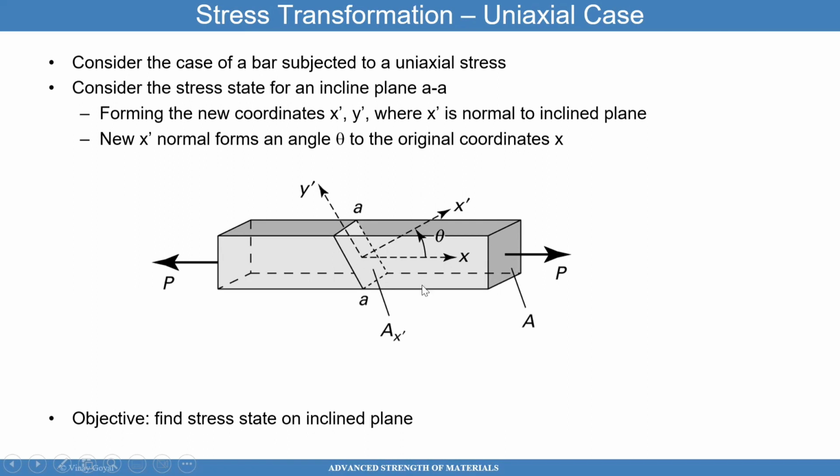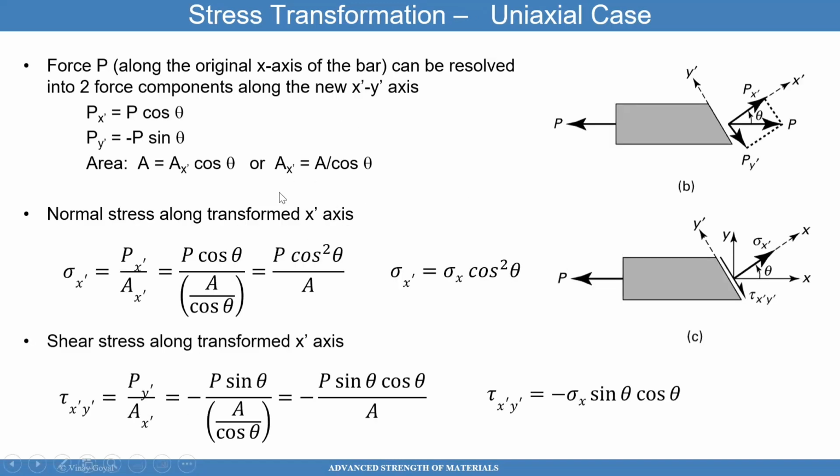Now notice that this area is slightly larger now, and the area is A x prime, while this area here is just A. So this area has grown in size a little bit because it's slanted, while if it was straight, it would be the same area as A. I'm going to consider that oblique angle that I'm looking at as an angle theta. What is the objective? It is to find the stress state on this inclined plane. That's what I'm after, and that's what we'll be trying to do. So don't get worried about the amount of material here. We'll try to go step by step.